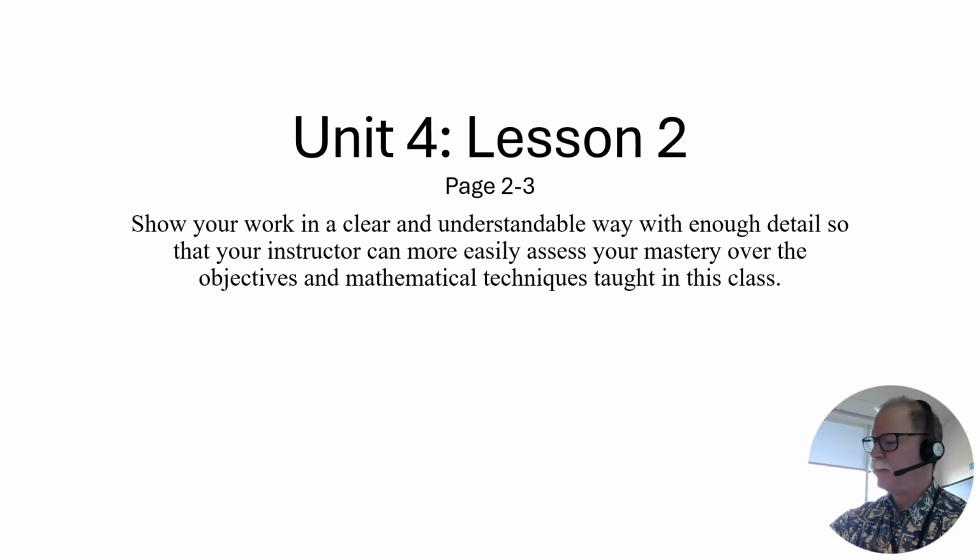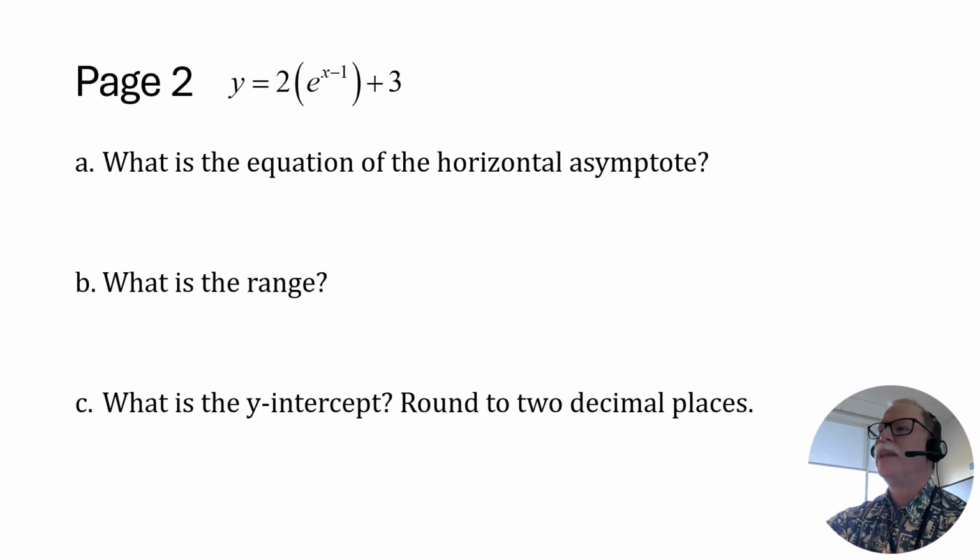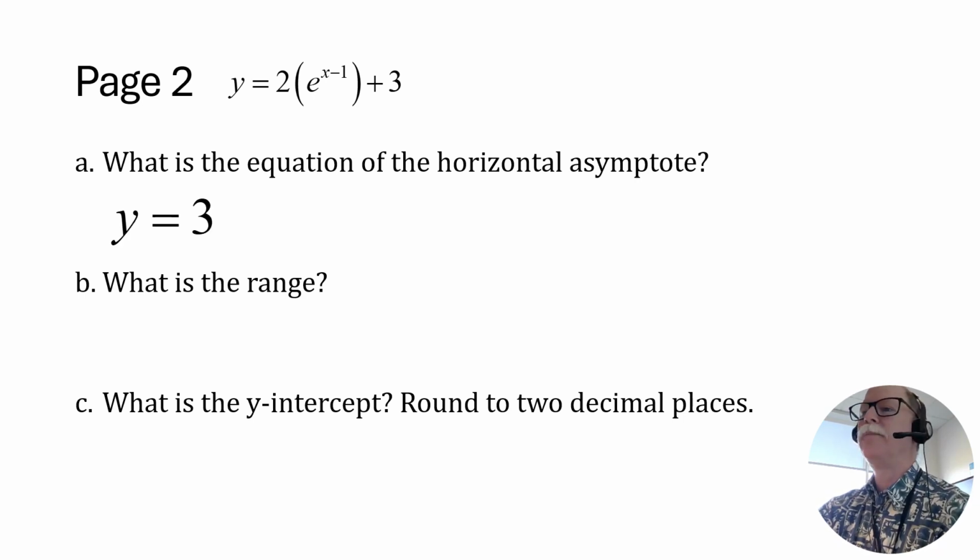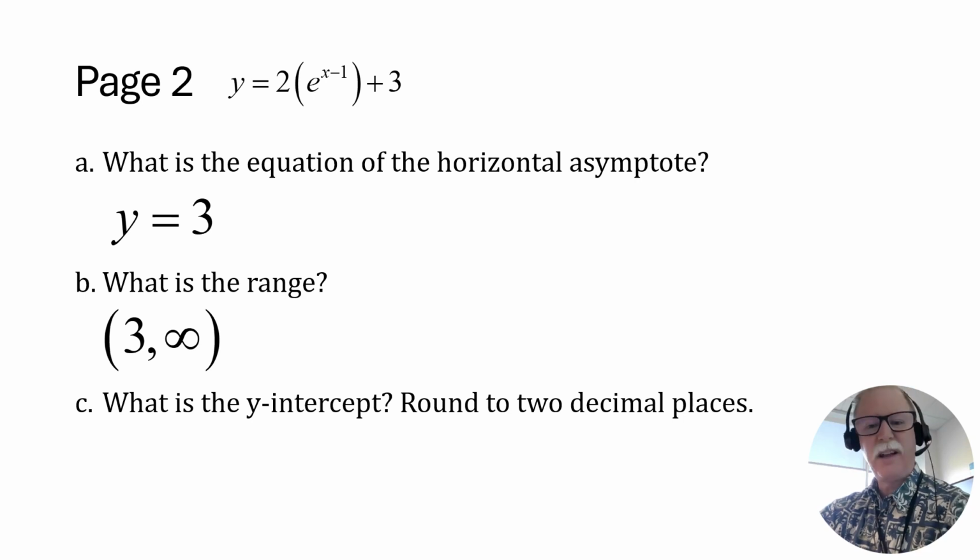All right, let's look at these next examples here. So we're given the equation and we need to answer some questions about it. So recall our transformations. The vertical shift is going to represent the horizontal asymptote. Remember, the parent function range starts at 0 and goes up to infinity. So since we have just shifted this up and it has not been flipped upside down, the range is going to go up from 3 to infinity.